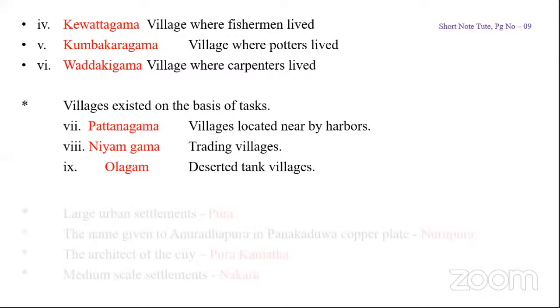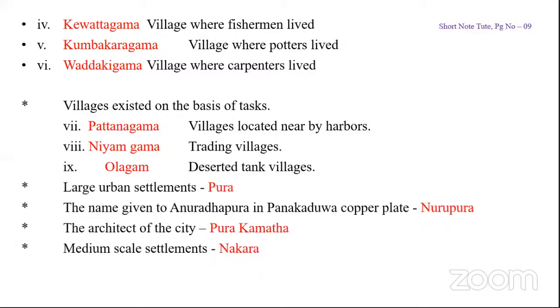Olagama. And large urban settlements are known as Pura. The name given to Anuradhapura in the Panakadu copper plate was Nurapura. The architect of the city was Pura Kamatha, and medium-scale settlements are known as Nakara. So then we can move on to a question now.